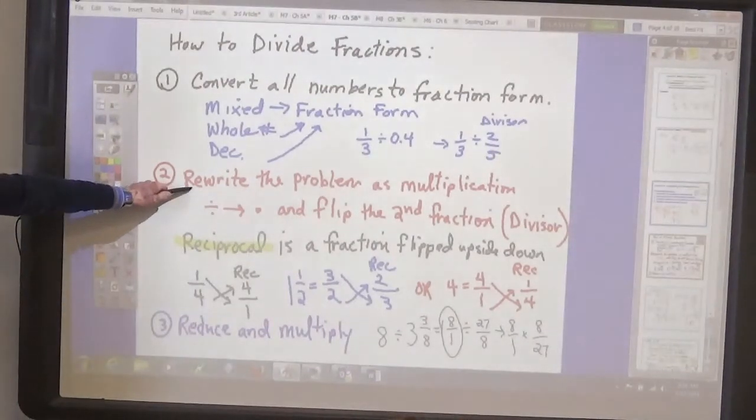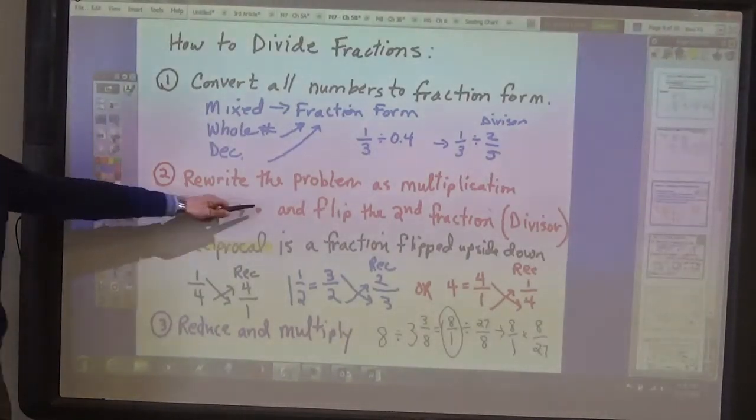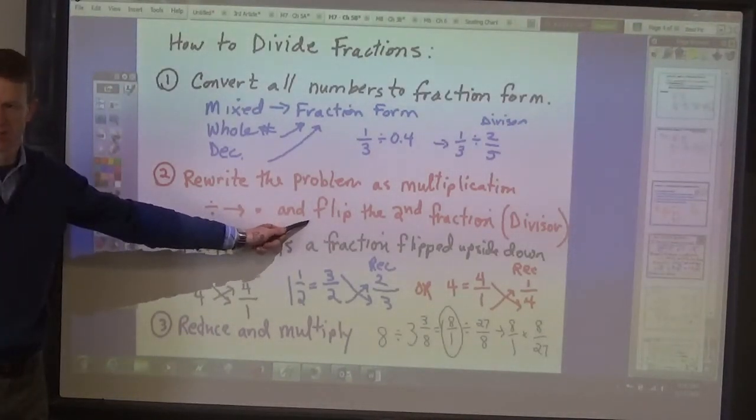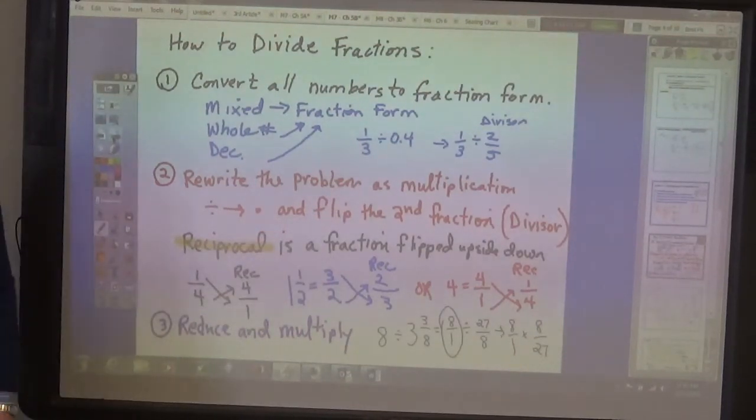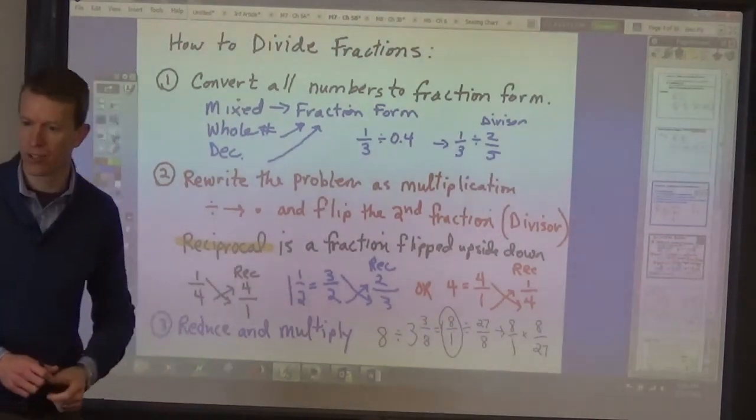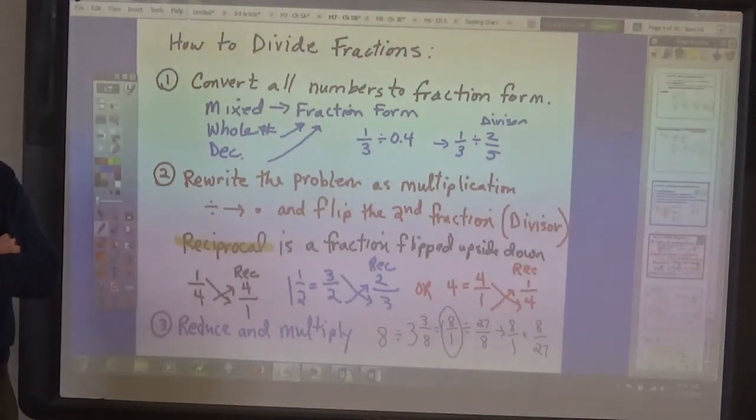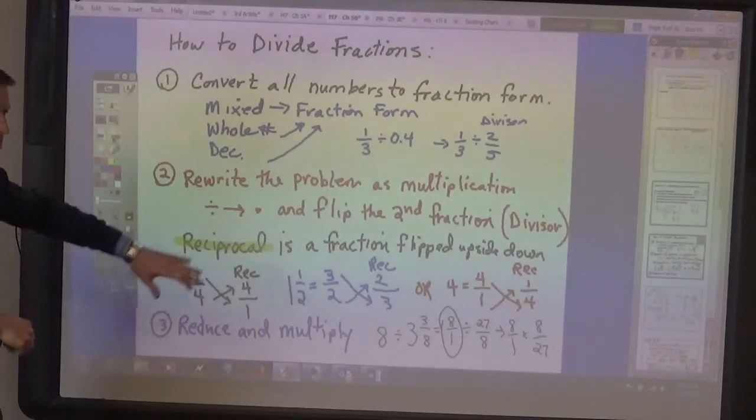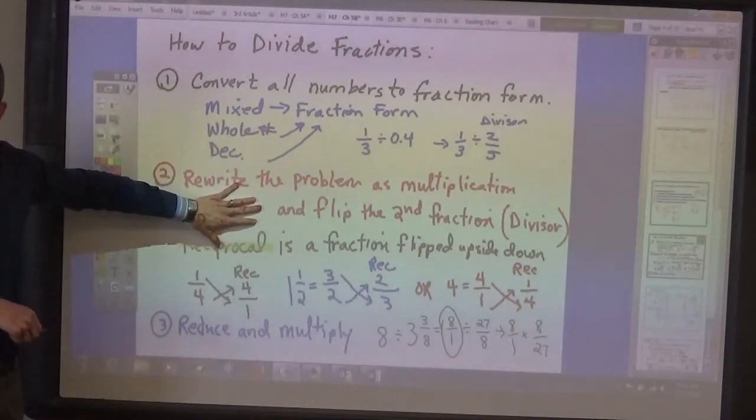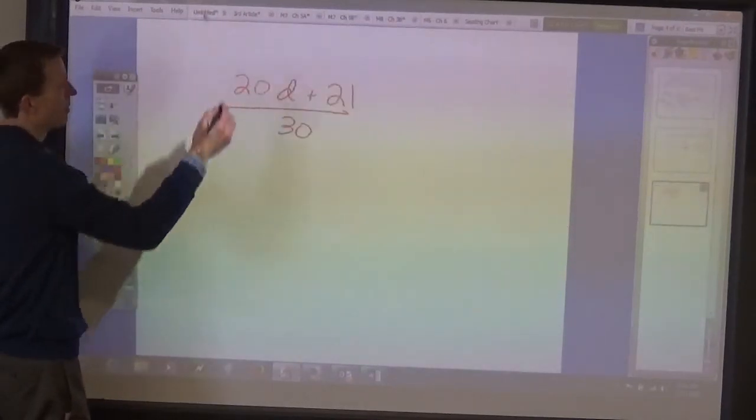So you rewrite the problem as multiplication and flip the second fraction. And then you actually multiply to find the answer. You multiply to find the answer to dividing fractions. Okay? It sounds complicated, but let me show you a couple of examples. I'll come back to these notes. Let me show you a couple examples so you get comfortable with this. All right?